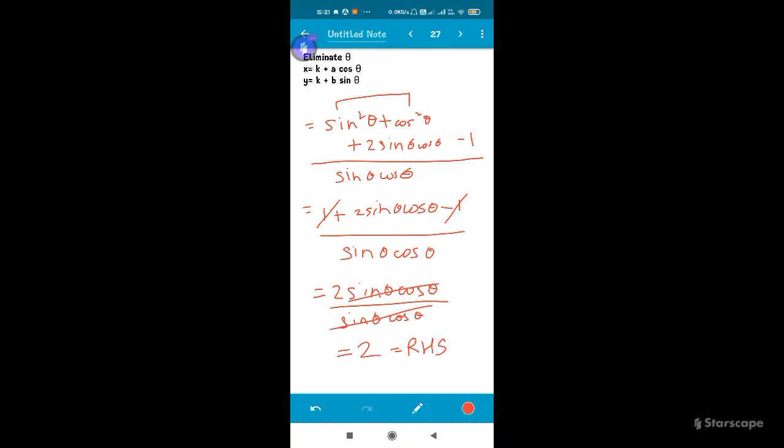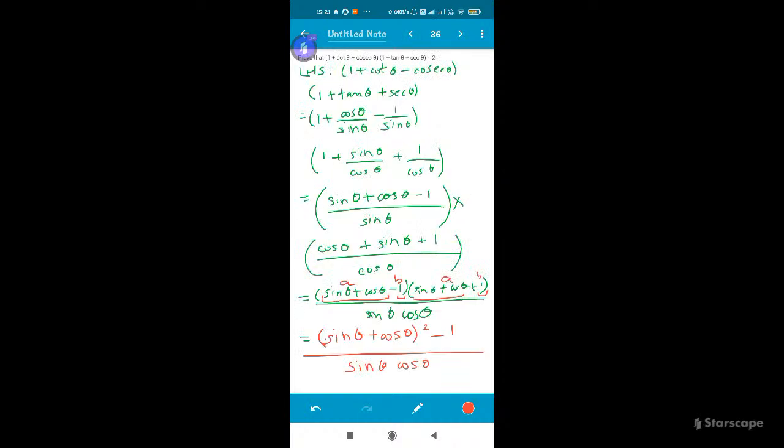So like I told you yesterday, I'm repeating it once again. You have to be very clear about the identities which you have learnt in the lower classes. Okay, second step, alright.